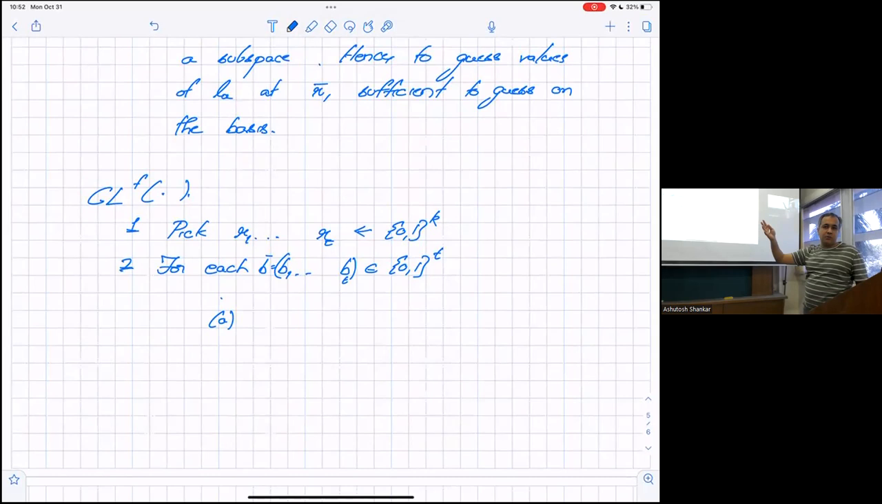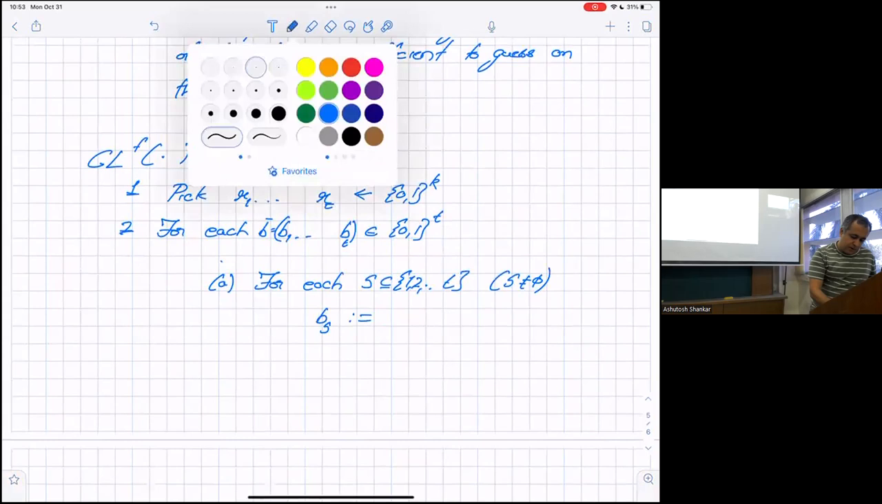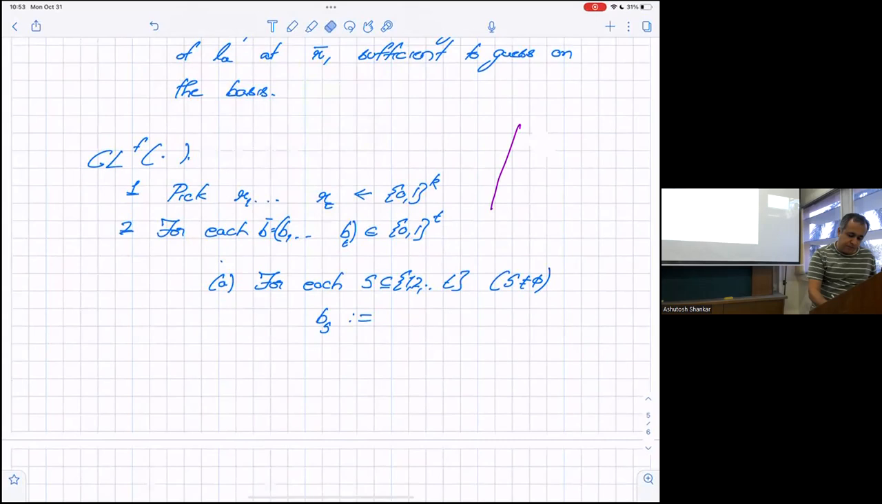For each S that's a non-empty subset of 1 to T, we are going to construct BS. What is BS? BI is our guess for what LA of RI is.